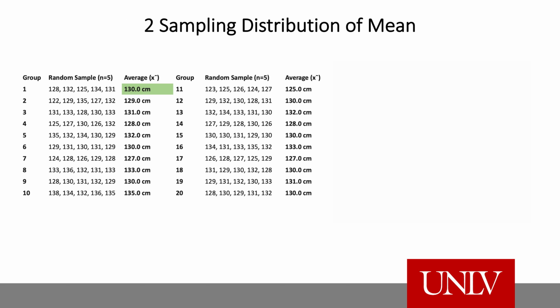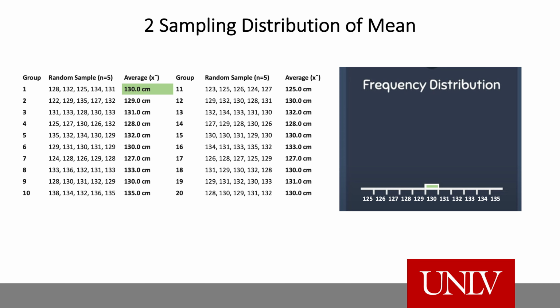The fourth step is to repeat this process many times. We do not stop after one sample. We repeat the same procedure again and again, always drawing 5 new individuals and calculating a new sample mean. In our example, we repeated this process 20 times, which gave us 20 different sample means.